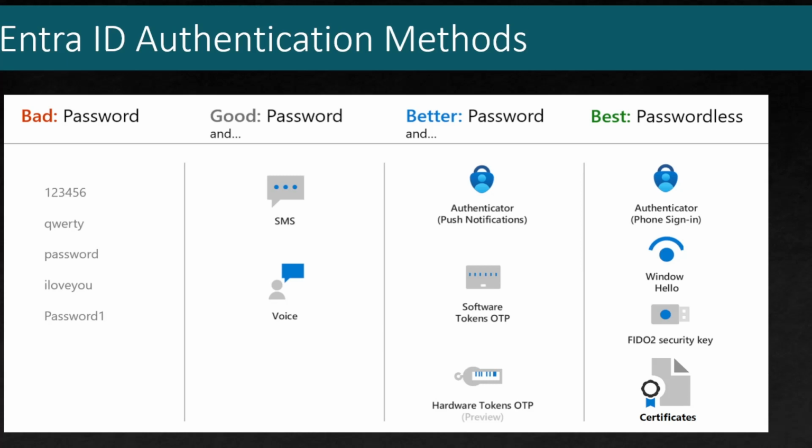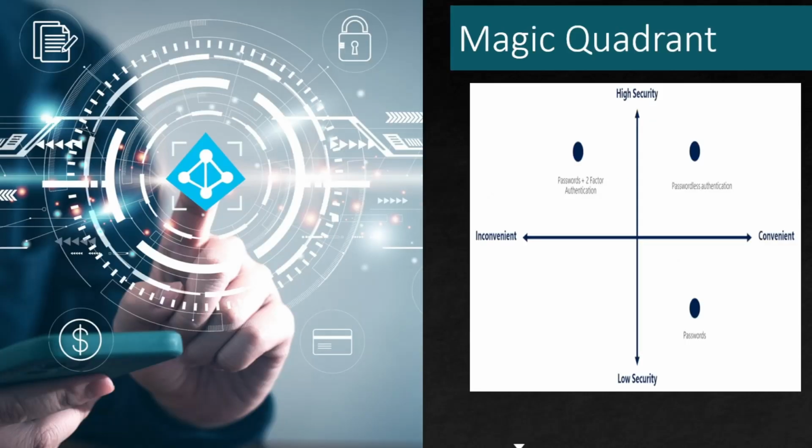So moving to the magic quadrant. Now, security and functionality are often perceived to be in conflict. The more secure a system is, the less functional it tends to be. However, passwordless authentication methods with Entra ID has come to challenge this notion. So Entra ID excels in both convenience and security, as it is demonstrated by its position in the top right corner of the quadrant, indicating high performance in both aspects. So we see that it scores very high in convenience, and it also scores very high in security.